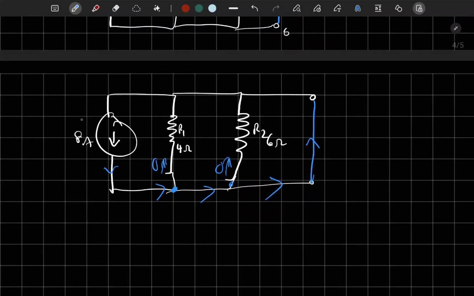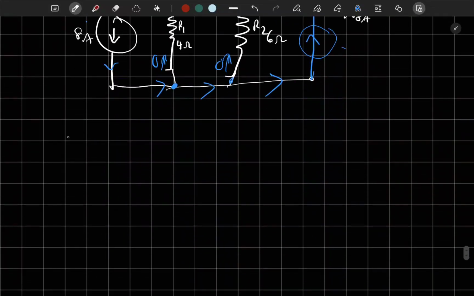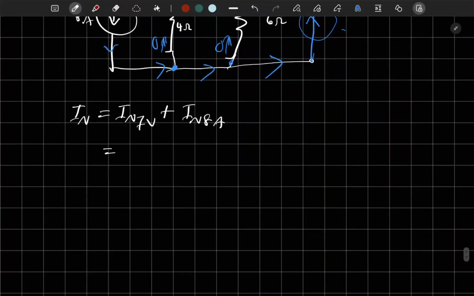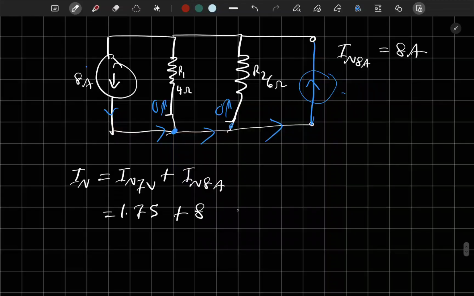So whatever current we have at the source is the same current we will have at the short circuit. So IN here, IN 8 ampere, is equal to 8 ampere. So what's the total Norton's current? IN equals IN 7 volt plus IN 8 ampere. IN 7 volt was 1.75 ampere. IN 8 ampere is 8 ampere. So 1.75 plus 8, that's 9.75 ampere.